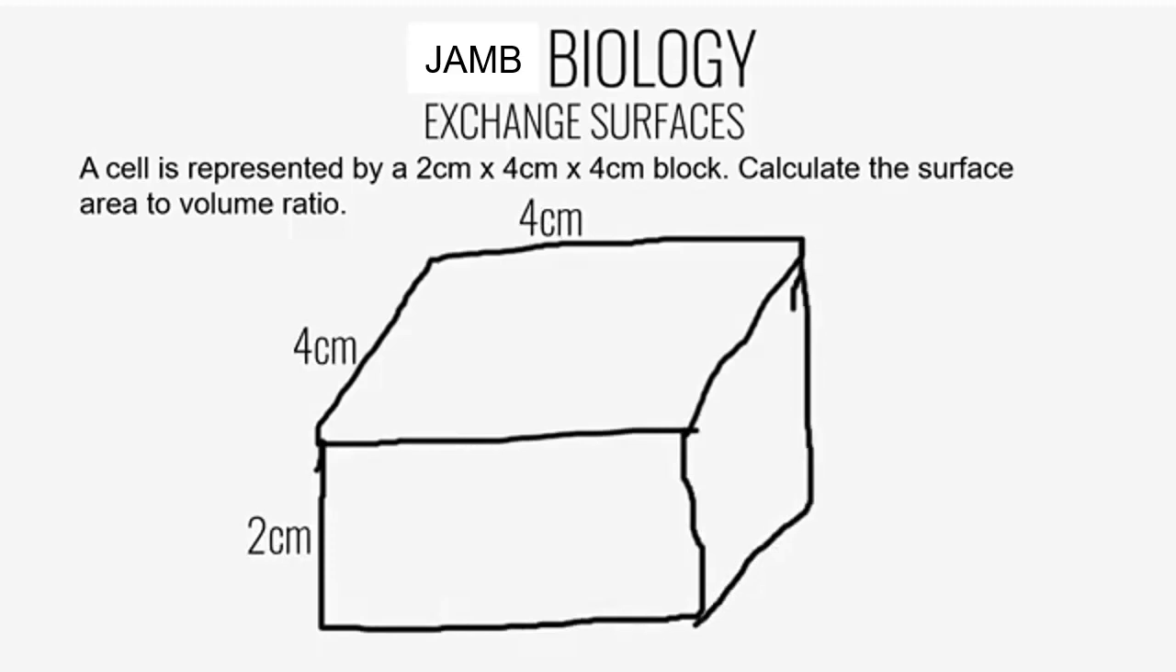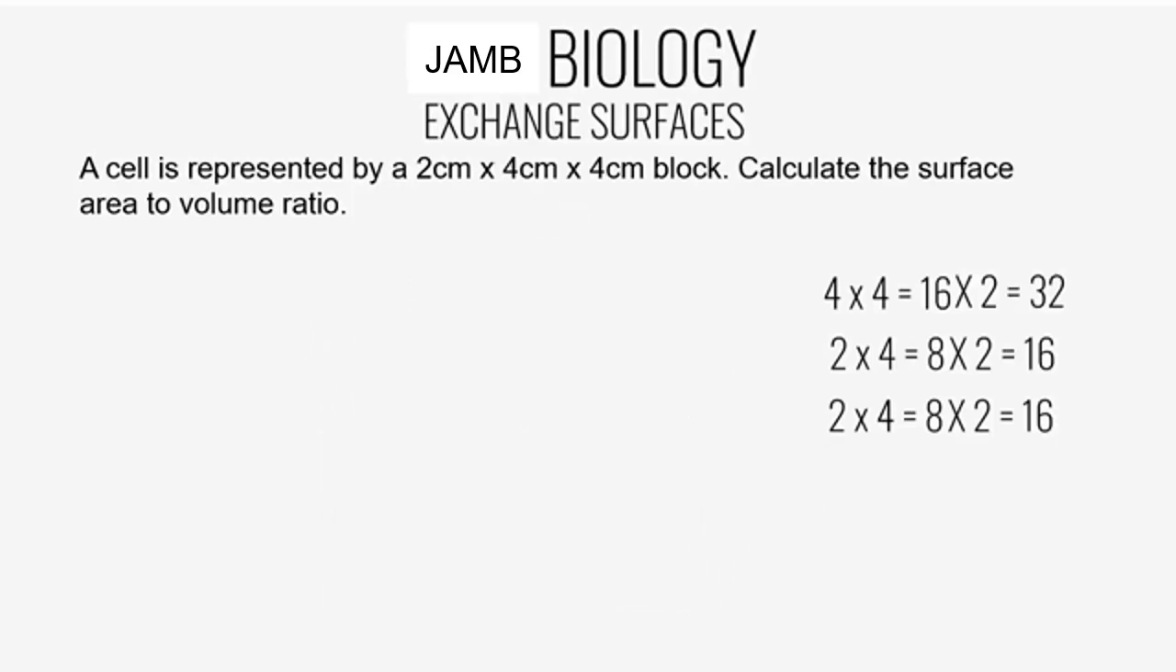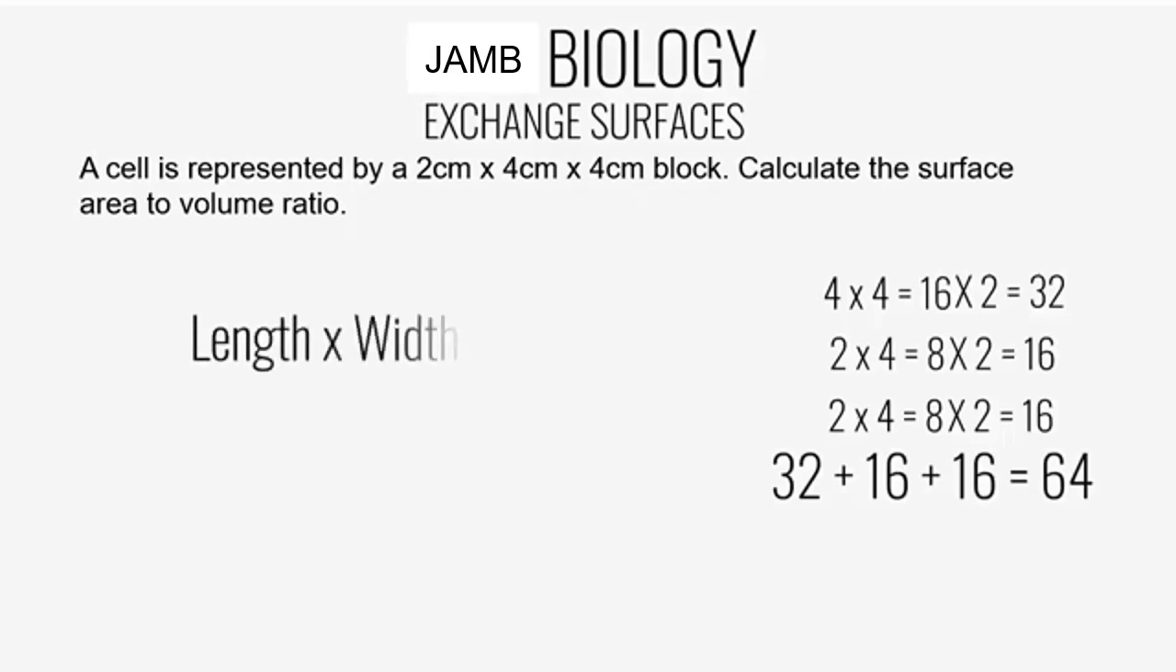So after that, we can simply go ahead and calculate the top surface, the front surface, and the side surface, and then multiply each of them by 2, since the top surface corresponds with the bottom, the front surface corresponds with the back, and the left surface corresponds with the right. Once we are done with that, the next thing is simply to add everything up, and then we have the total surface area. We can then obtain the volume by simply using the formula length times width times height.